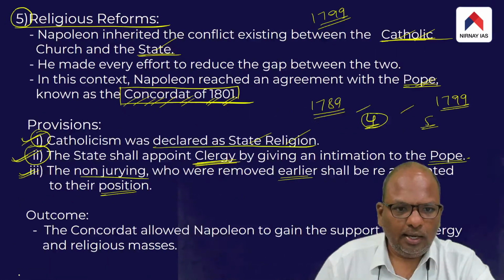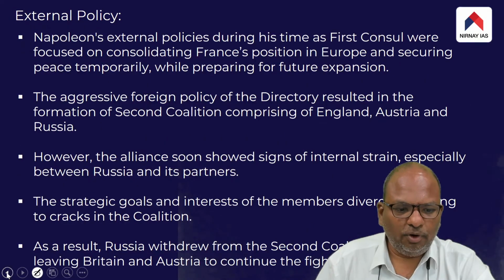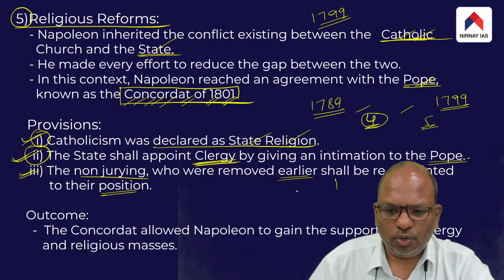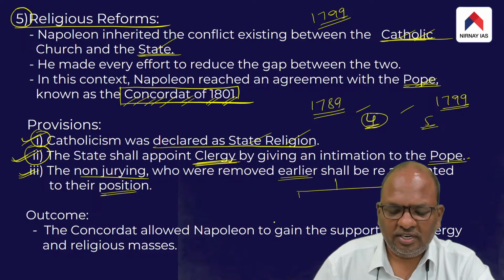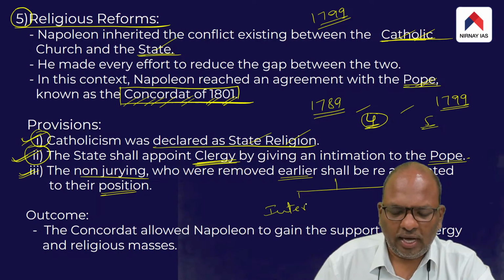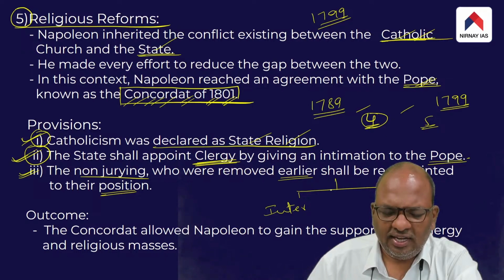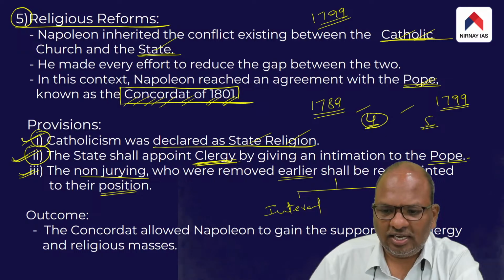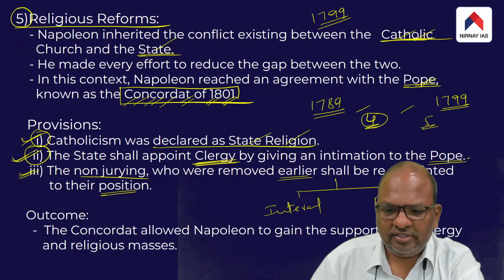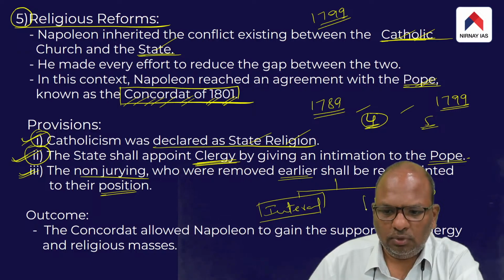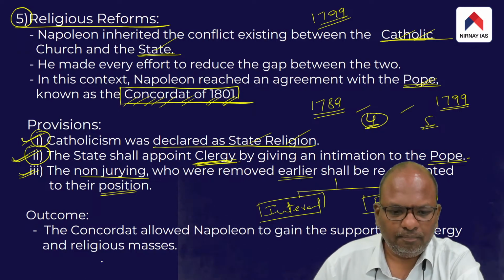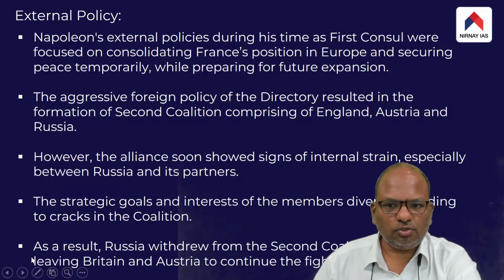So basically, I told you that Napoleon's rule as the first consul can be discussed in 2 phases. One is the internal reforms, the other is the external reforms. Basically, as the first consul, Napoleon carried out a series of reforms which can be discussed in two halves. What we have discussed so far is the internal reforms. Now come to the external reforms carried out during Napoleon's rule as the first consul.